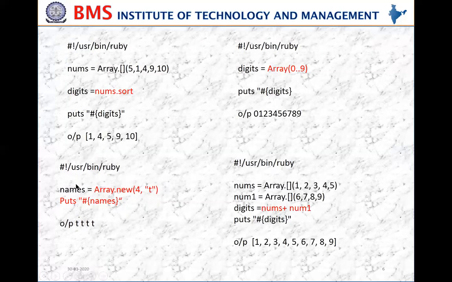array into a hash variable. So I use hash, say names. Now you can see the output that T has been printed 4 times. If I write 8, T will be printed 10 times.